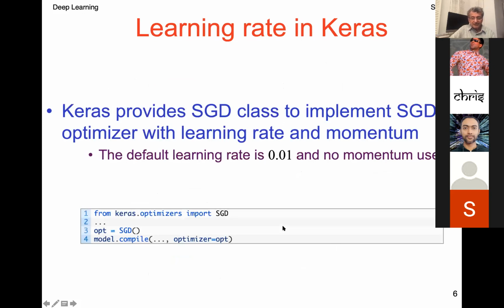So learning rate in Keras. Keras provides SGD class to implement SGD optimizer with learning rate and momentum. The default learning rate is 0.01 and no momentum is used. So this example is Keras optimizer, import SGD. And the default is 0.01. I guess this is setting the default here.